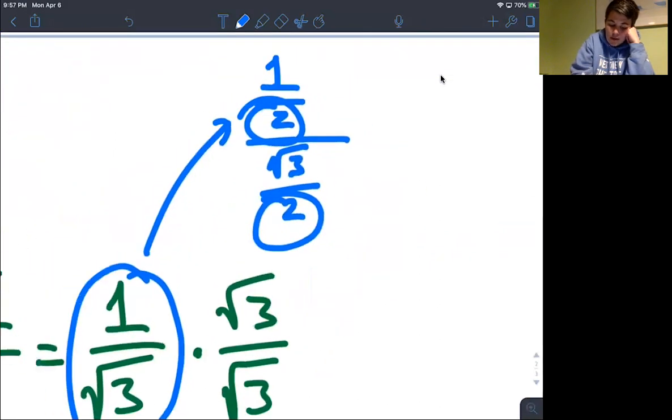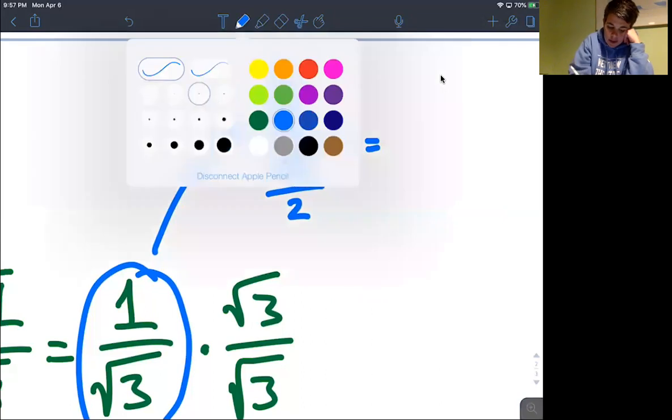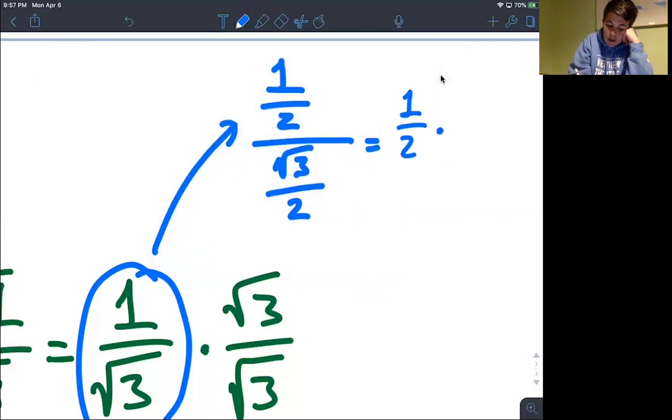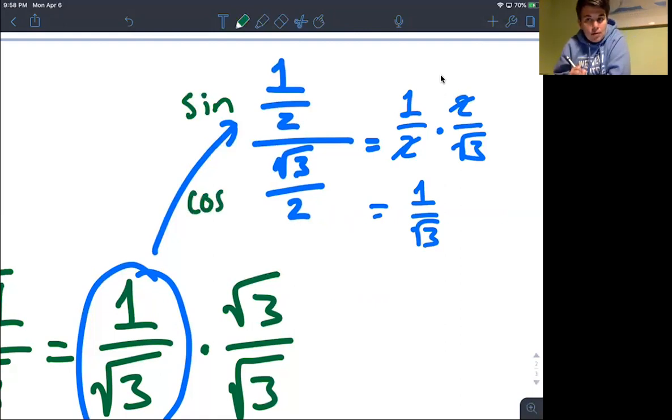If I was really doing, oh no, I erased that whole thing. If I was really doing fraction on fraction action here, let me make this not so giant, this would be 1/2 times 2 over rad 3. So yeah, you bet your boots those would cross out. And there's my 1 over rad 3 right there, right? So that means I am looking for some place where the sine is equal to 1/2 and the cosine is equal to rad 3 over 2, right?